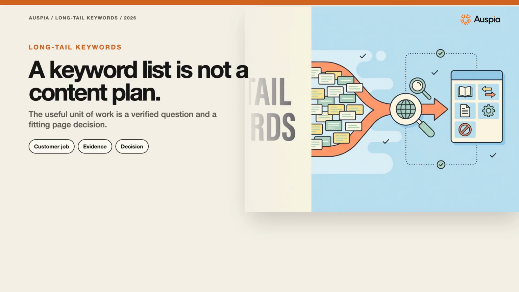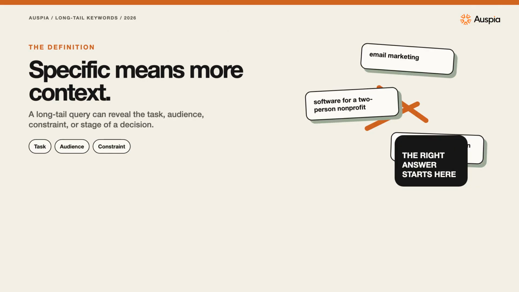A long-tail keyword is a specific search within a broader topic. It is not defined by a fixed number of words. What matters is how much of the reader's situation the query reveals. Compare the broad search, email marketing, with email marketing software for a two-person nonprofit. The longer query names a task, an audience, and a constraint. That makes the expected answer much easier to recognize.